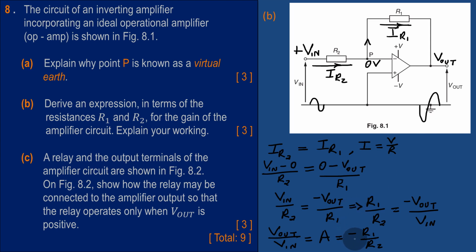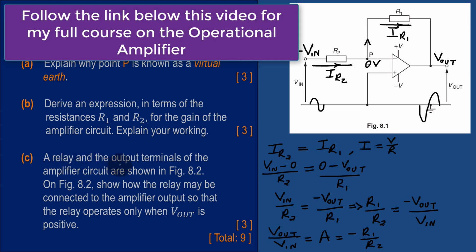That's what the negative sign implies, that the output is out of phase with the input. So for example, if the input is positive, the output is going to be negative, and vice versa. If the input is negative, the output is going to be positive. Now let's go to part 3, which requires us to do something about a relay. We are told that a relay and the output terminals of the amplifier circuit are shown in figure 8.2.